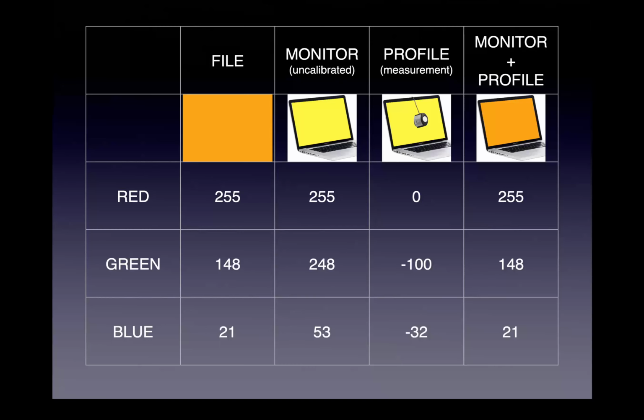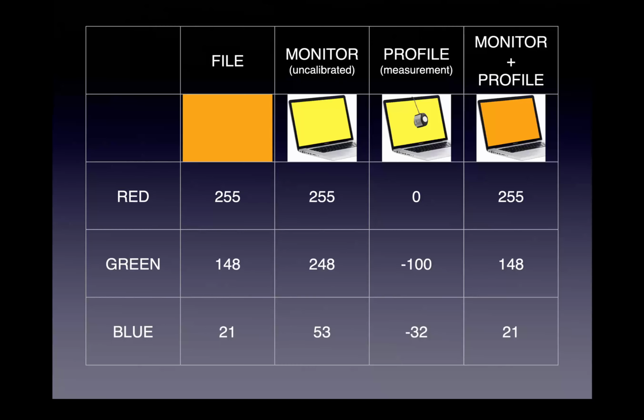But in the green, the file wanted 148. The monitor said, okay, I'm going to give you 248. The profile understands that you need to subtract 100 green when this is called for in order to give you the same 148. And then the final thing in the blue, same deal.